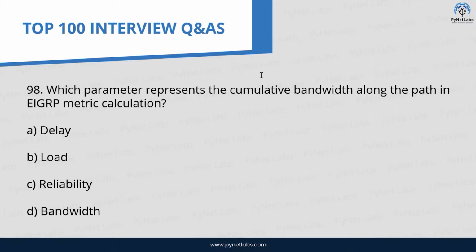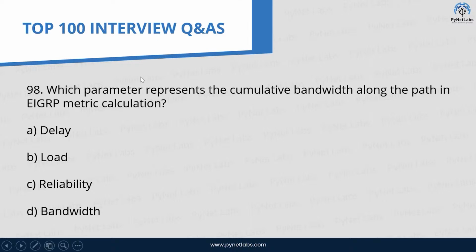Bandwidth is going to represent the cumulative bandwidth along the path in the metric calculation, as EIGRP uses 5 metrics to calculate the best path. So to calculate the best path towards a destination, bandwidth is one of them. So it is going to represent the cumulative bandwidth of all the links along the path. So therefore, bandwidth is the correct answer.